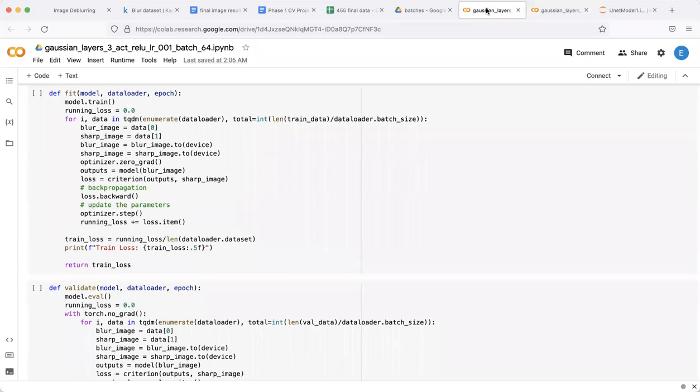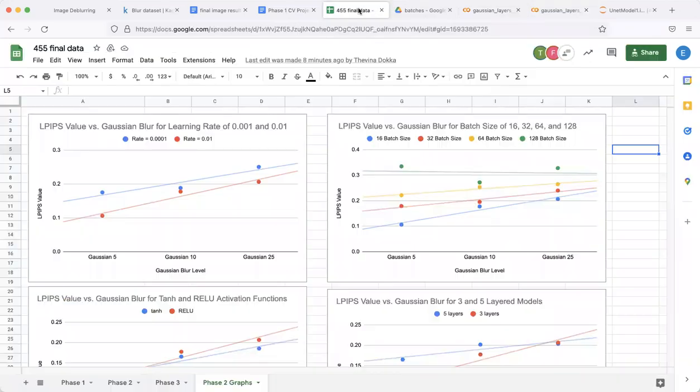After running our first phase, we found that models with Gaussian blurred images yielded much better results than defocused or motion blurred images. For our next phase, we decided to further experiment with hyperparameters, but with various Gaussian blur intensities this time. We ran our models on images with Gaussian sigma levels of 5, 10, and 25, and we found that 5 performed the best, then 10, then 25, which is probably because 5 was the least blurred of the three.